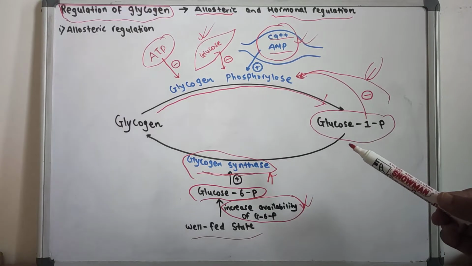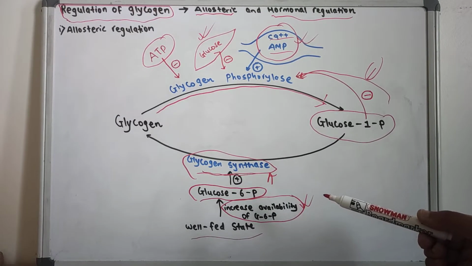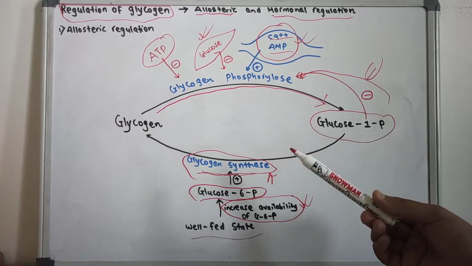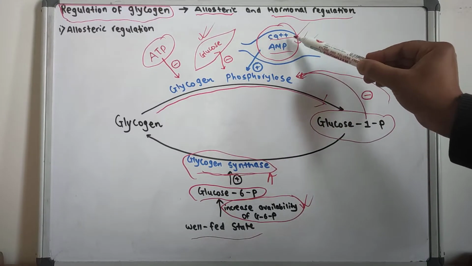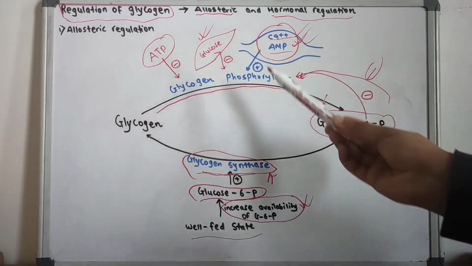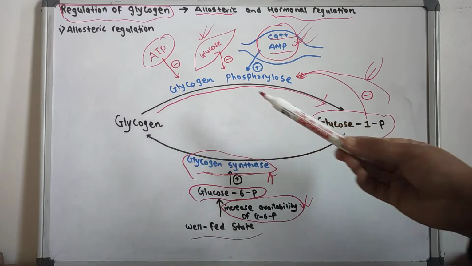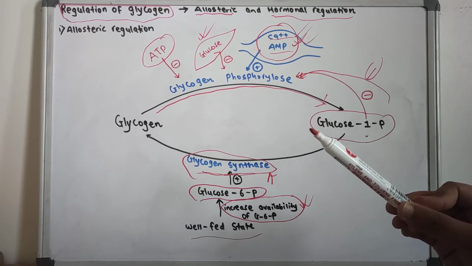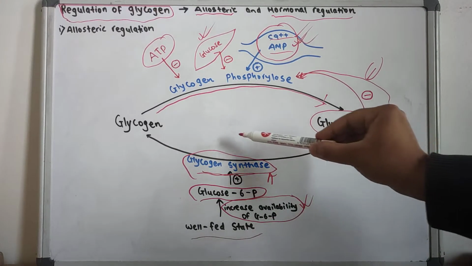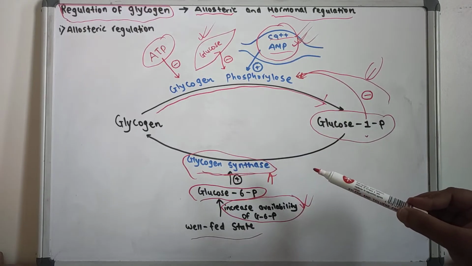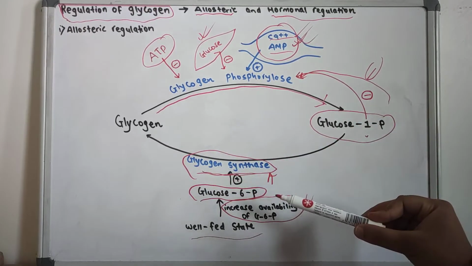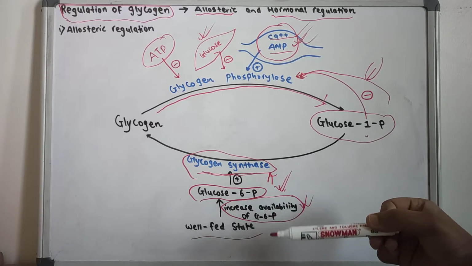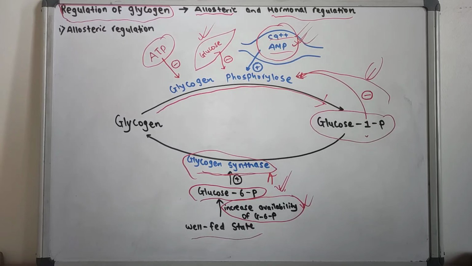So what are the allosteric activators of glycogen phosphorylase? The allosteric activators of glycogen phosphorylase are calcium and adenosine monophosphate, and the allosteric inhibitors of glycogen phosphorylase are glucose 1 phosphate, ATP, and an excessive amount of glucose in the liver and body. What is the allosteric activator of glycogen synthase? The allosteric activator of glycogen synthase is glucose 6 phosphate. So this is the allosteric regulation of glycogen.